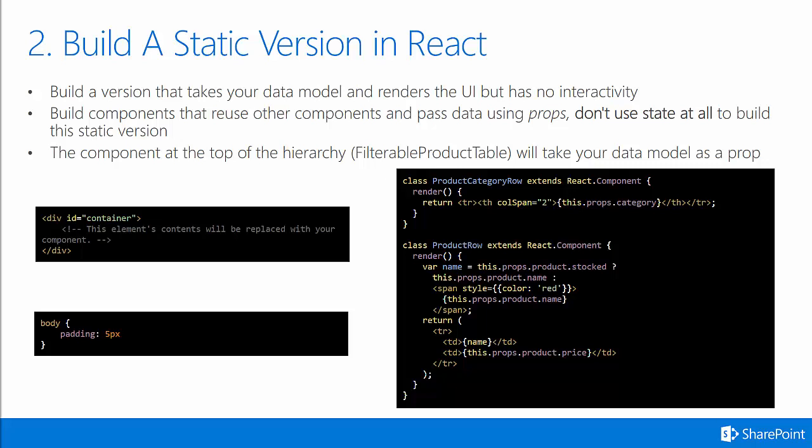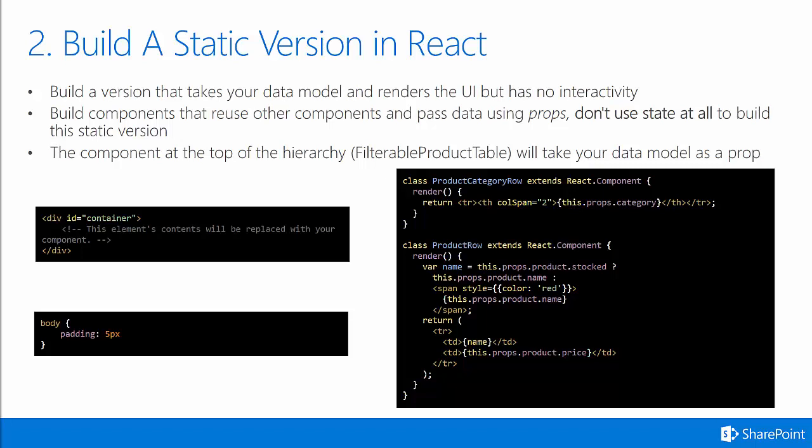At the end of this step, you'll have a library of reusable components that render your data model. The components will have only render methods since this is a static version of your app. The component at the top of this hierarchy, the filterable product table, will take your data model as a prop. If you make a change to your underlying data model and call ReactDOM.render again, the UI will be updated accordingly. It's easy to see how your UI is updated and where to make changes since there's nothing complicated going on at this point. React's one-way data flow, also called one-way binding, keeps everything modular and fast.